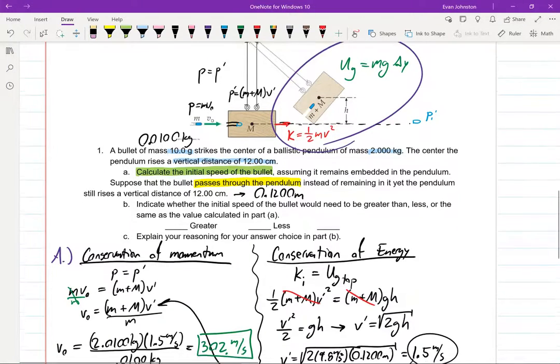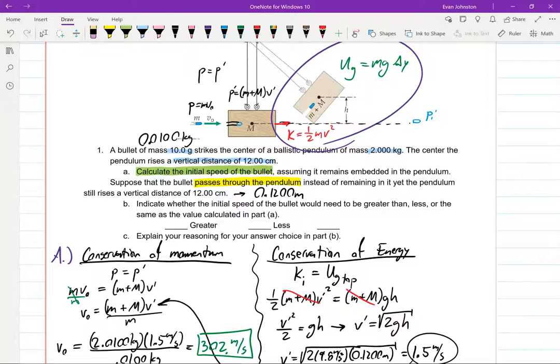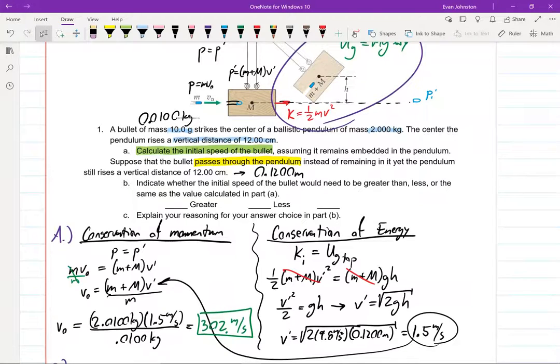Yet they're telling us the height is still the same. For that to be true, even though the bullet is passing through and stealing away some of the momentum, the bullet would have to be moving faster, since it still has some of the momentum. So it would have to be a larger initial velocity of the bullet so that even though it's stealing away some momentum, the block still gets enough that it raises to the same exact height.